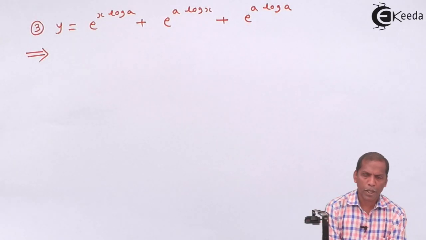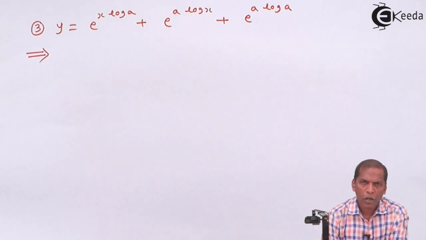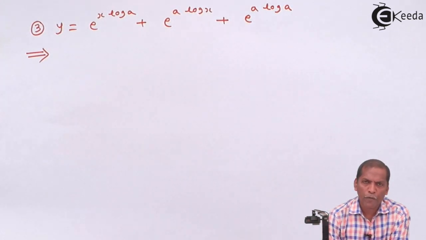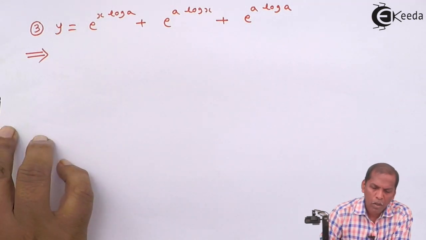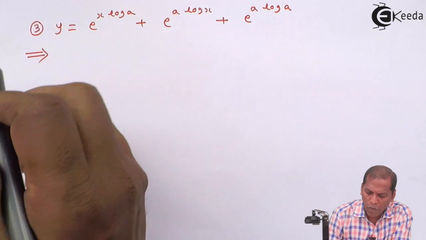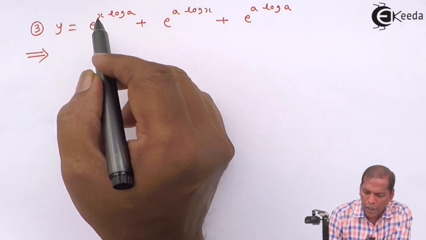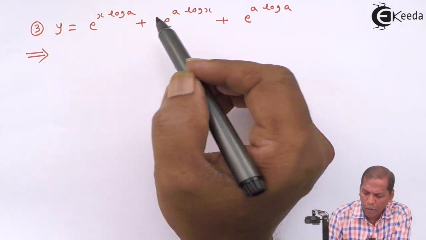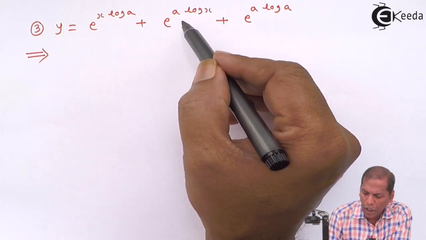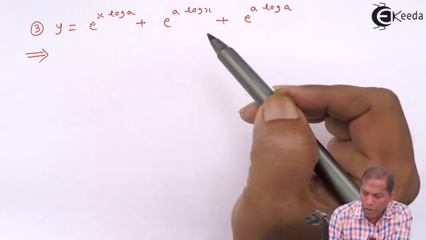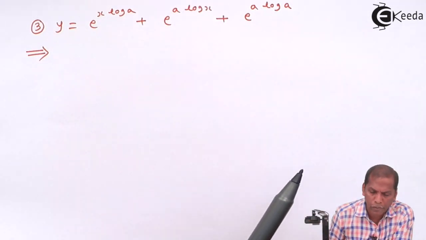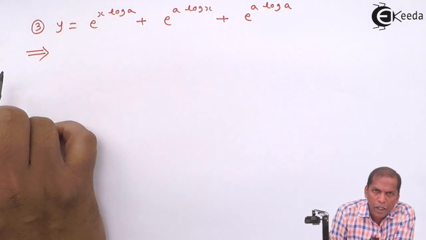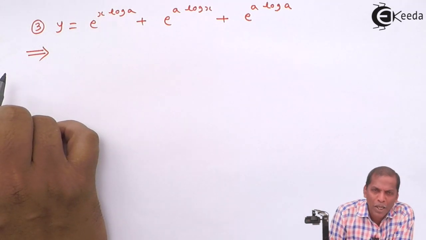Hello friends, now we see the problem number 3, which is based on rules of differentiation of chapter differentiation. The problem number 3 is y equal to e raise x into log a plus e raise a into log x plus e raise a into log a. Now let's see the solution.